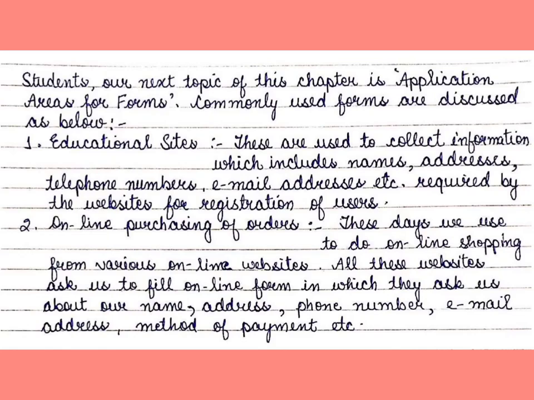Students, our next topic of this chapter is application areas for forms. Commonly used forms are discussed as below. Number 1. Educational sites. These are used to collect information which includes names, addresses, telephone numbers, email addresses, etc. required by the websites for registration of users.